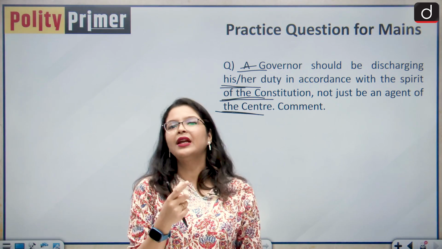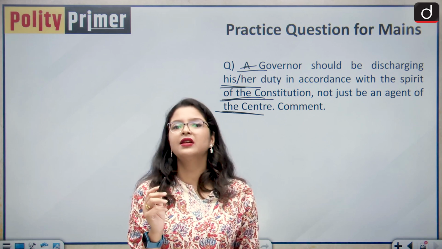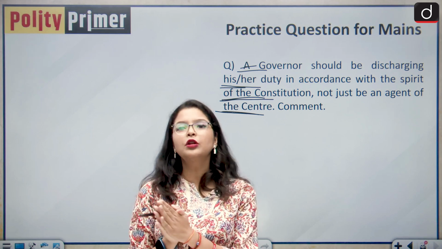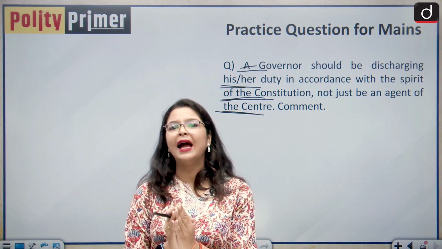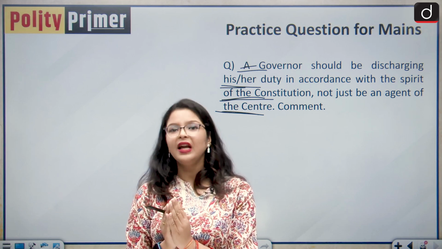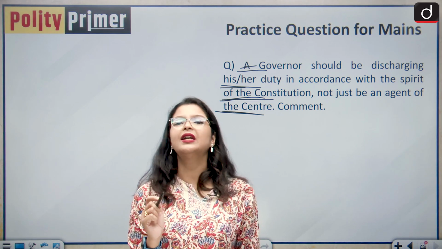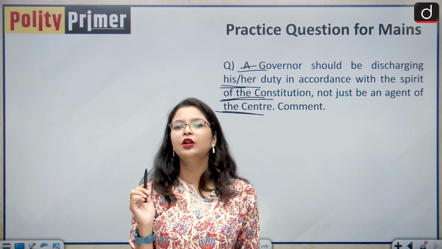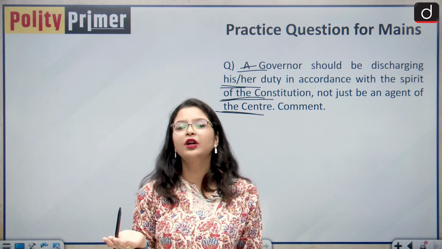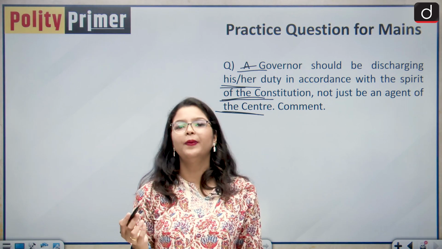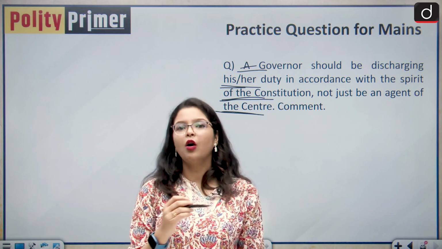Then in the end, you can write the way forward, that is, what the various commissions on the center-state relations have stated. And then you can conclude that the governor should be an apolitical head of the state rather than acting as an agent of the central government, and the position of the governor as is envisaged by our Indian constitution is the constitutional head of the state. So he should definitely be working in favor of the state government. So this is a basic approach for attempting your mains answer on this question.